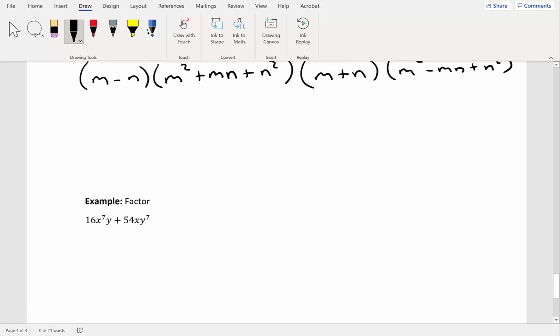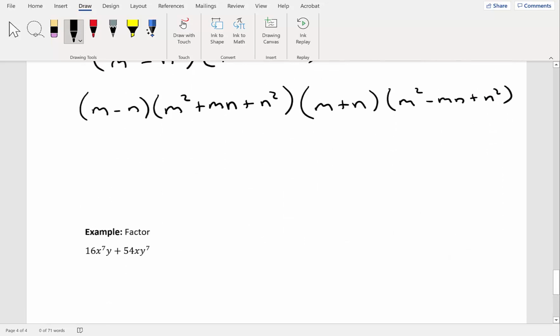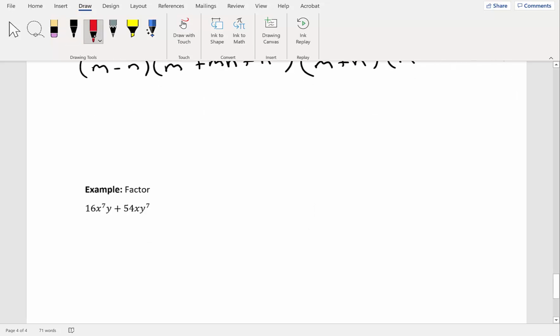So let's take a look at one last problem. So factor 16x to the 7th y plus 54x y to the 7th. So we have a lot going on in this problem. But first take a look at if there's a GCF. So in this case, there is a GCF. 2 can go into both 16 and 54.